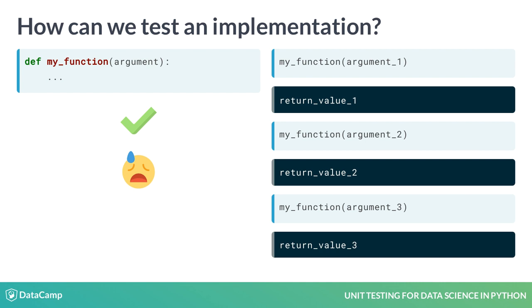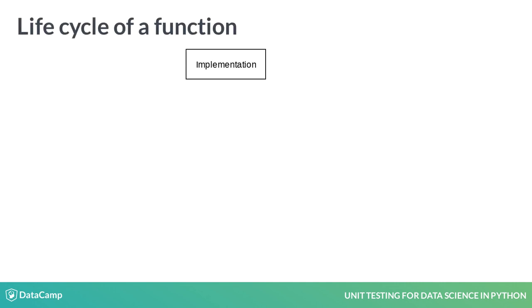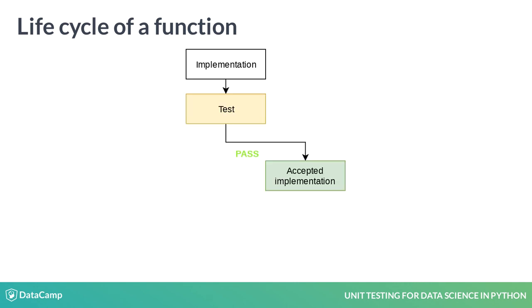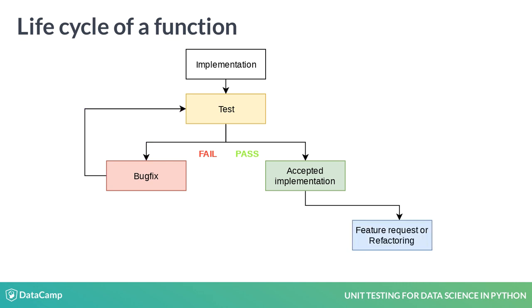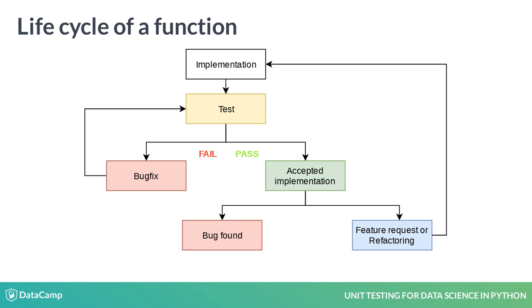This will become clear if we think about the big picture of a function's lifecycle in a data science project. The lifecycle of a function typically looks like this. We implement the function and then test it. If the tests pass, we accept the implementation. If the tests fail, we fix any bugs that we found and test again. Later, we might get a new feature request, or we may be asked to refactor the function. So we implement the new feature or refactor the code and then test it again. Alternatively, someone might discover a previously unseen bug. In that case, we fix that bug and test again.